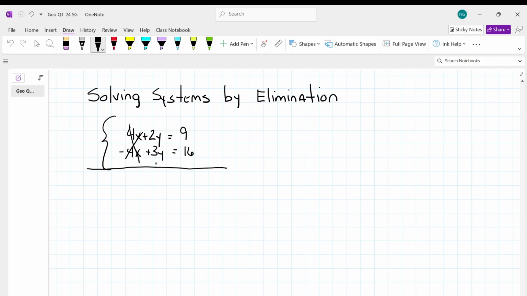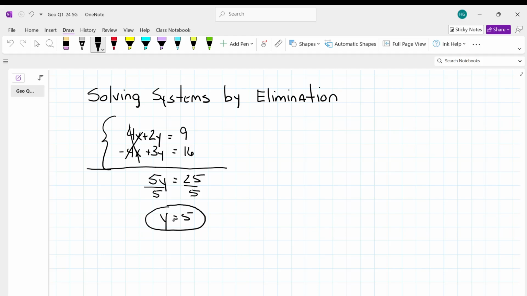The 2y plus 3y gives us a 5y that's equal to 9 plus 16, which is 25. If you divide both sides by 5, we get a y that's equal to 5. So we've now solved for one of the variables.